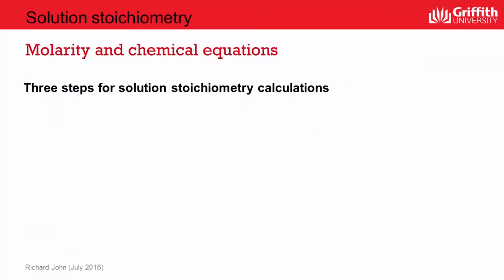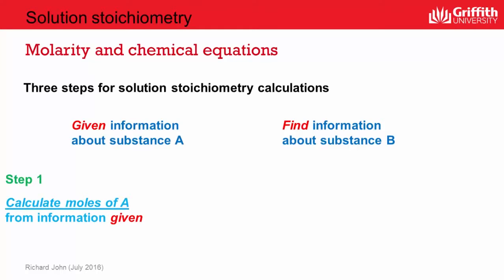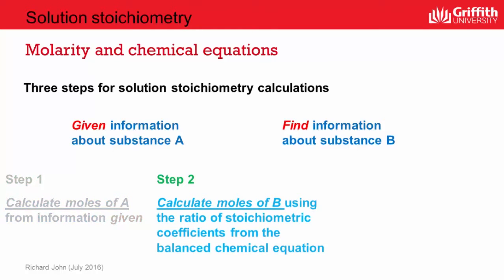Whatever problem we're presented with in these solution stoichiometric calculations, there are always 3 steps involved, and we're always given information about one substance, A, and asked to find information about another substance, B. So step 1 would involve calculating the moles of A from the information that's given about substance A.